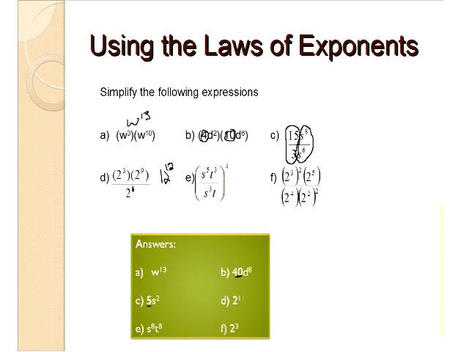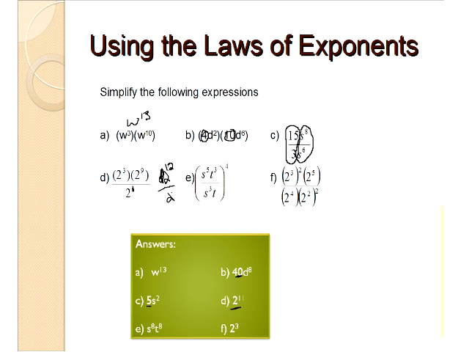Oops, I wrote the wrong base there. I don't know if I can erase that, so just pretend that that's not there. 2 to the 12 divided by 2 to the 1. Now I'm going to keep the base and I subtract those exponents, so it's 2 to the 11.